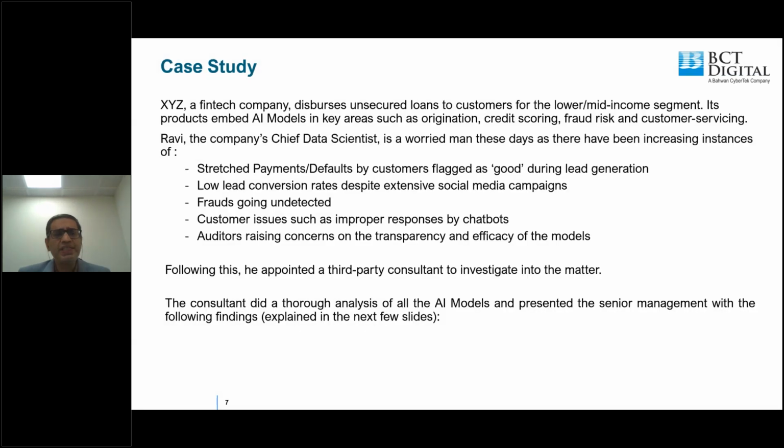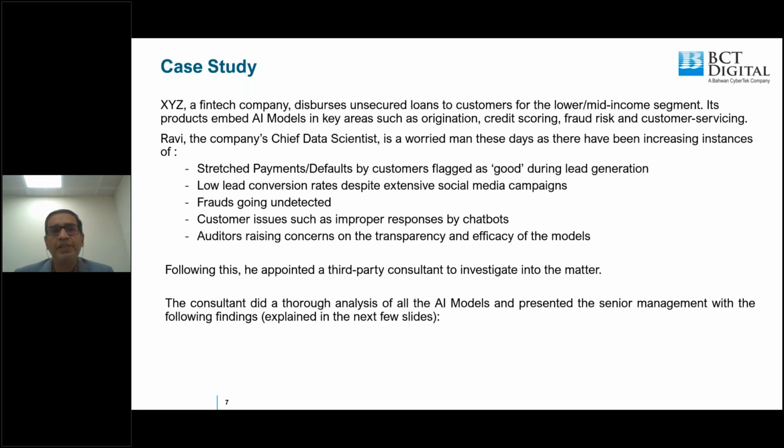Yeah. So let's just go through this through a case study. This is just a hypothetical case study where, let's say, there is a company called XYZ, which disburses loans to customers, unsecured loans, particularly for the lower mid-income group. They are not for the salaried person, but for people who earn temporary kind of income, for the gig workers and those kind of things. They use AI in the areas of origination, credit scoring, fraud risk, and so on and so forth. So this is the company that we are going to talk about.